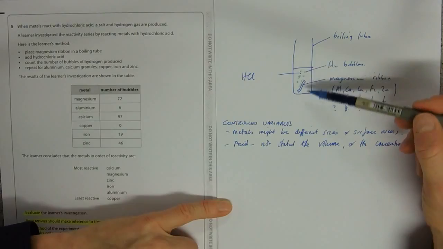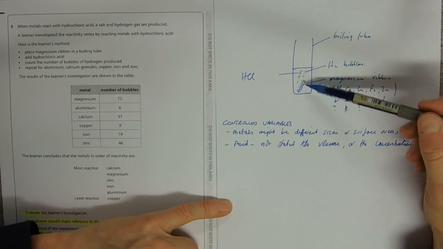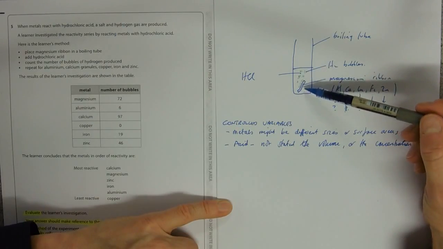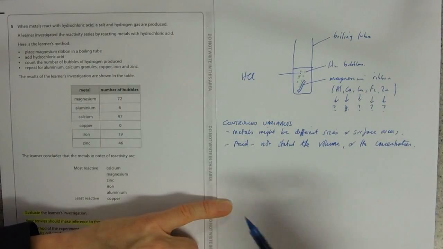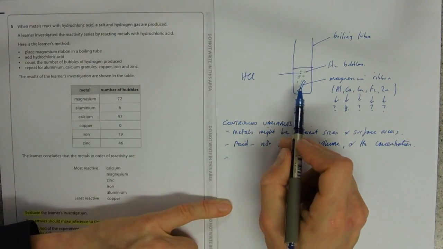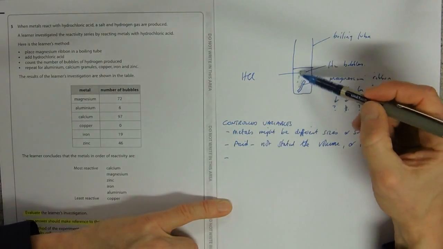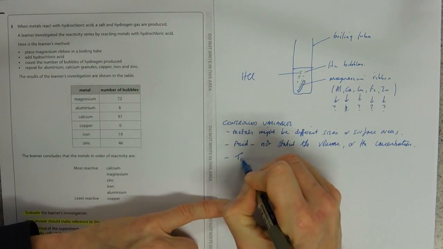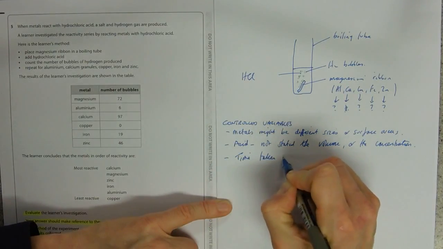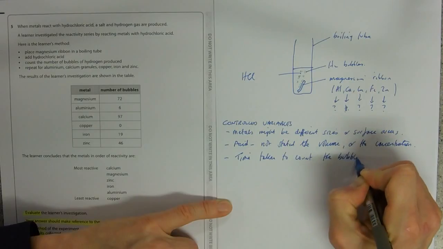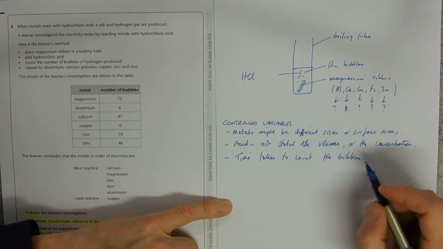So we're actually doing this experiment now and we're counting the bubbles. Well, are we counting the total number of bubbles, or bubbles in 1 minute, or bubbles per minute? Who knows? So that's something that we need to think about. That's our dependent variable, or a controlled variable for controlled time taken to count the bubbles. So the time taken to count the bubbles. So like count them for 1 minute.